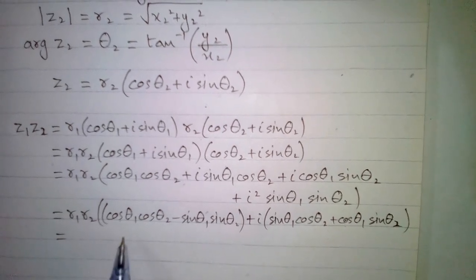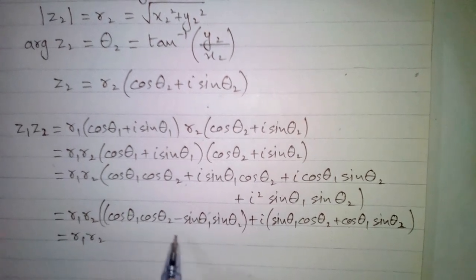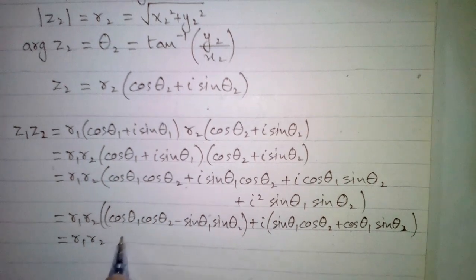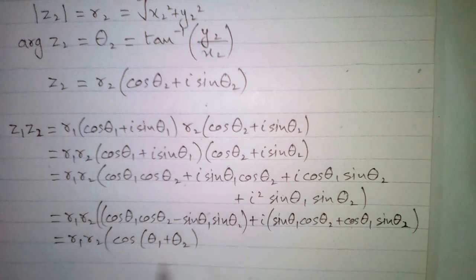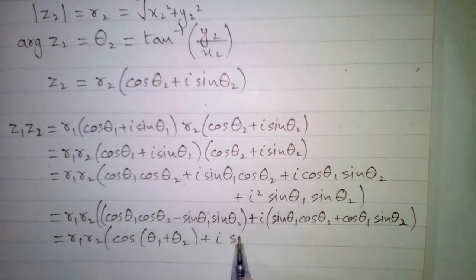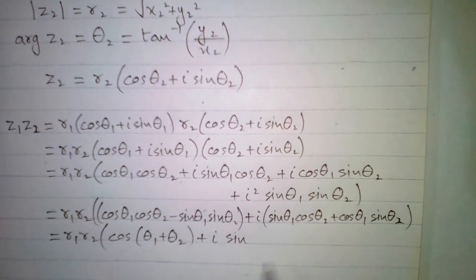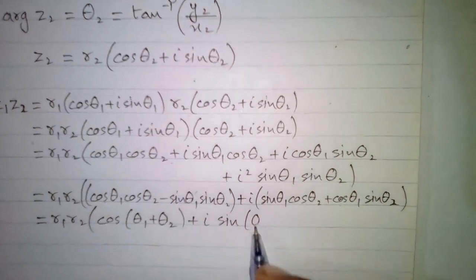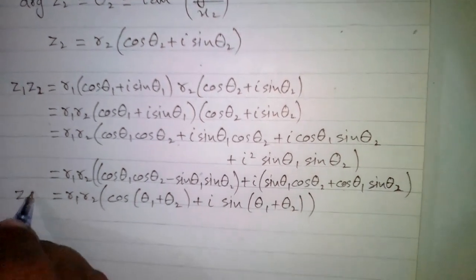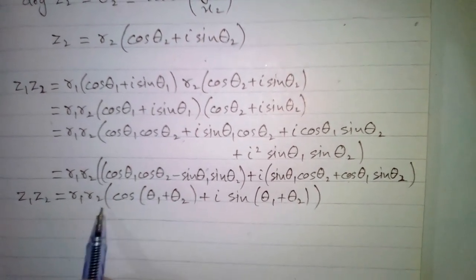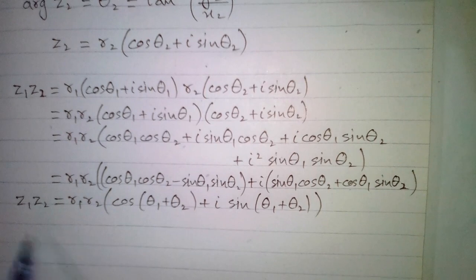Now we know that this will be equal to r1 r2, and cos of theta 1 cos of theta 2 minus sine of theta 1 sine of theta 2 will be equal to cos of theta 1 plus theta 2, and then plus iota times sine of theta 1 cos of theta 2 plus cos of theta 1 sine of theta 2 will be equal to sine of theta 1 plus theta 2. Now we can see that z1 z2 is equal to r1 r2 times cos of theta 1 plus theta 2 plus iota sine of theta 1 plus theta 2. This is the polar form of this product.